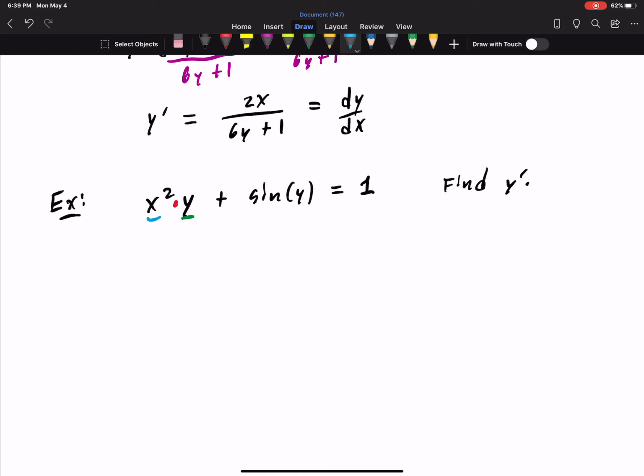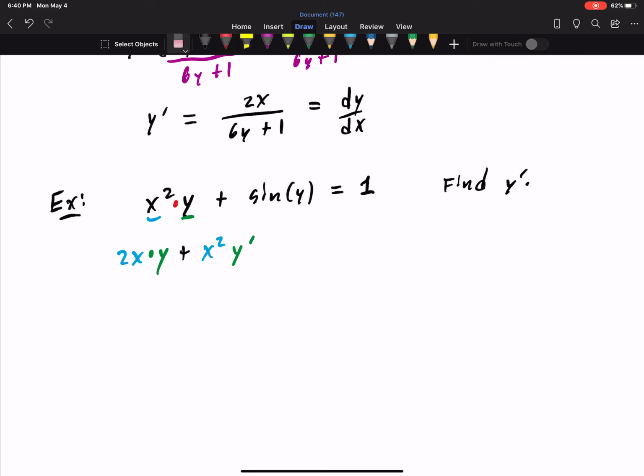So derive the first, you have 2x times y plus, you leave the first one alone, x squared, and then you derive the second one, the y. So how do you derive y? The derivative of y is not 1, but y prime, because it's a function in x that we do not know. When you derive x's, you do it as usual, but when you derive y's, you always have to be careful to include this y prime. So that handles this first term.